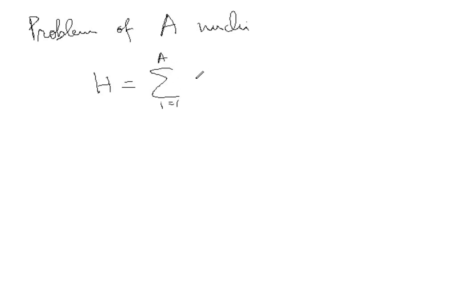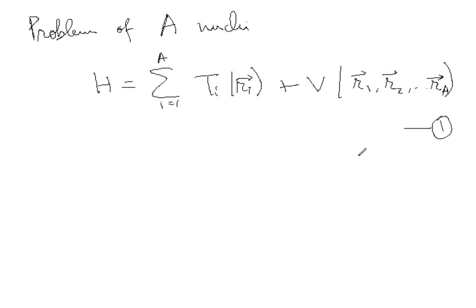One to A, Ti Ri plus V, R1 R2 R of A. Right, this is just the basic idea. This is equation 1A. Here you see T is the kinetic energy operator and V is the potential function.